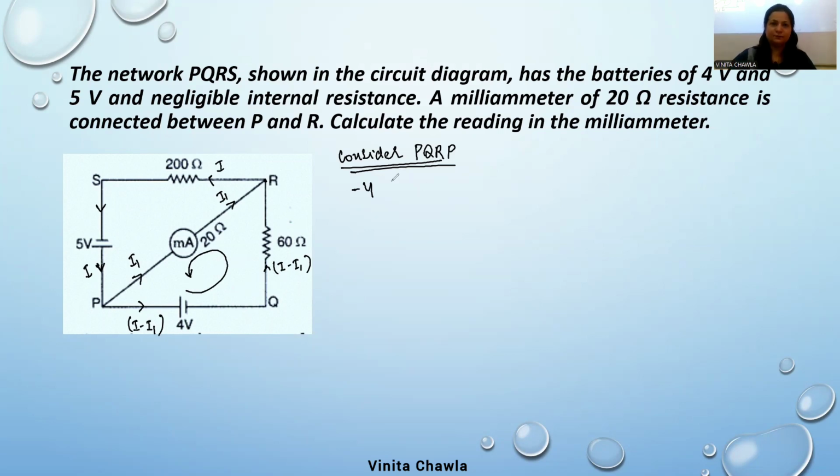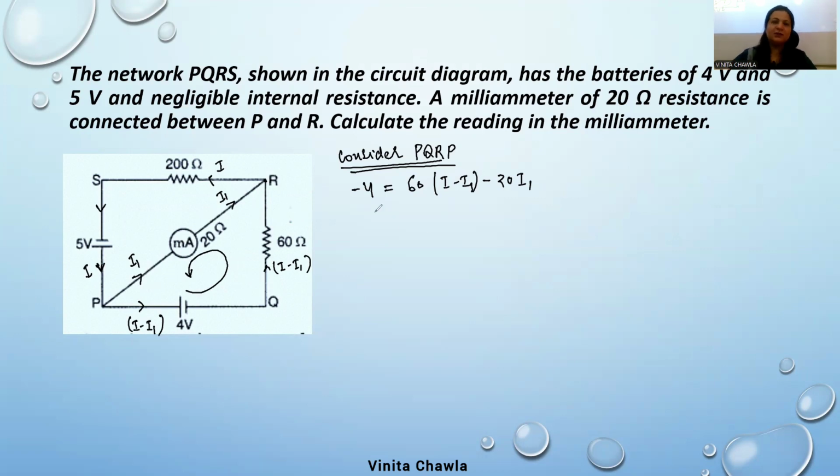And again, for 60, it's a positive sign. So plus 60 times I minus I1. Then, because we are considering this loop, we'll go to this branch, Q to R and then R to P. So Q to R is positive. R to P, we are going against the direction of current, so again we'll put a negative sign: I minus I1 minus 20 I1. This is one equation. We can simplify this equation.